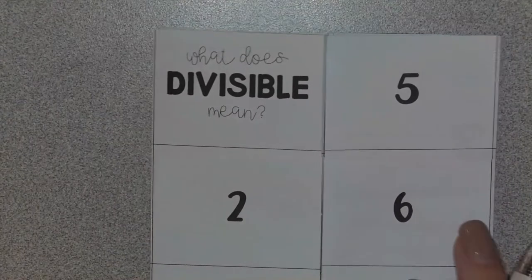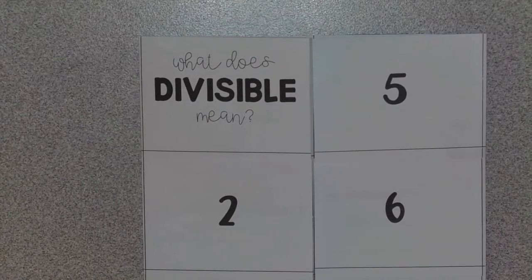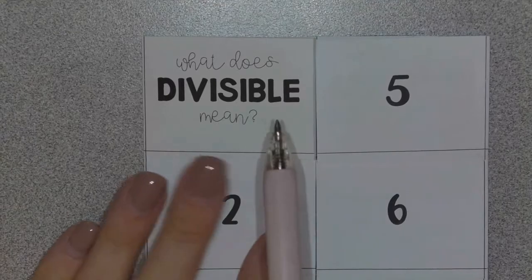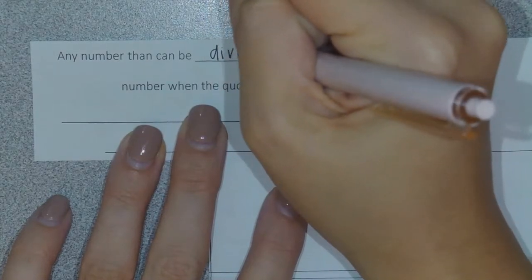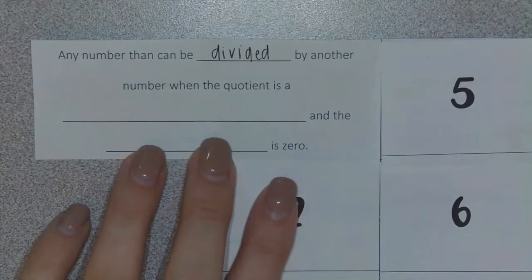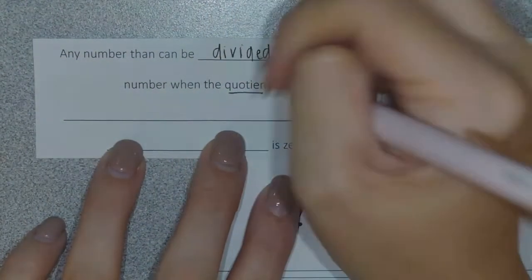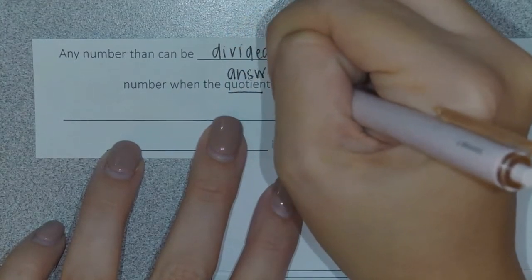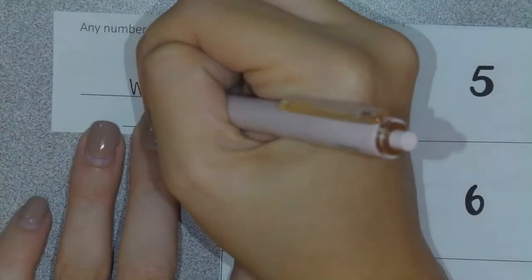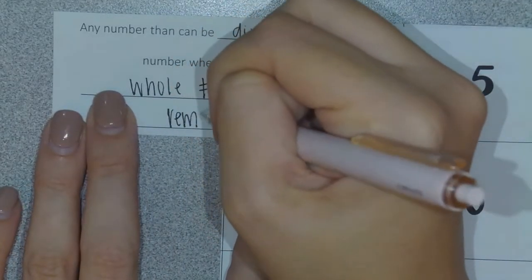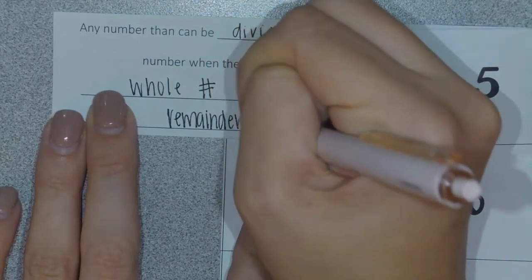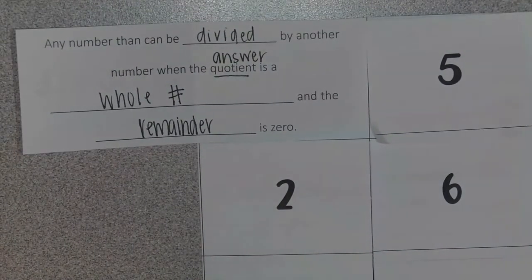All right, so let's talk about some quick divisibility hacks. And in order to understand divisibility hacks, we got to talk about, well, what does that word divisible mean? A number can be divided by another number when the quotient, which remember is the answer to a division problem, is a whole number and the remainder is 0. Those are the two things that have to be fulfilled in order for us to say that a number is divisible by another number.